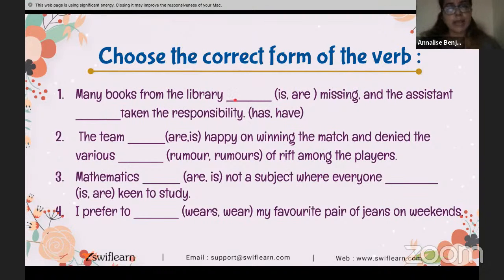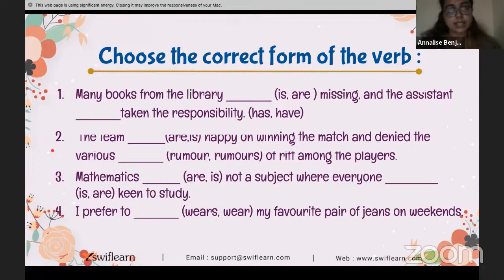Many books from the library dash missing. What will you fill in the blank over here with? Is or are? We're talking about many books from the library. Yeah, the answer will be are missing. Very good. And the assistant dash taken the responsibility. So what will you add here? The assistant. So we're talking about one person, right? So has taken the responsibility.